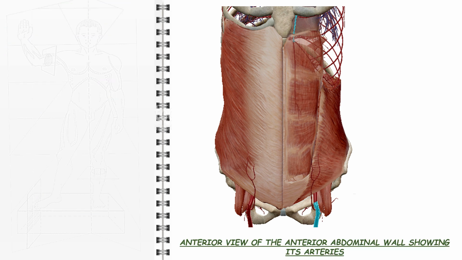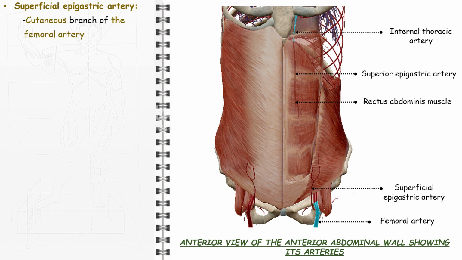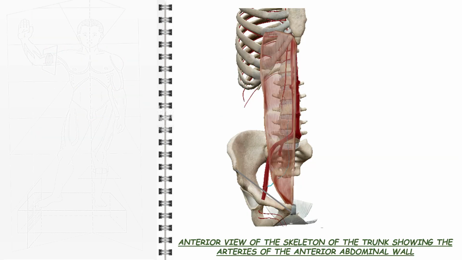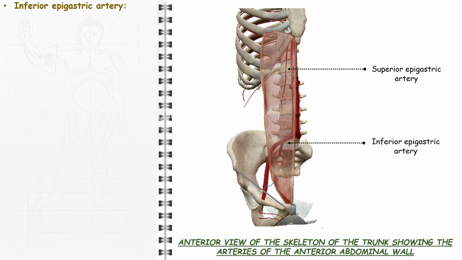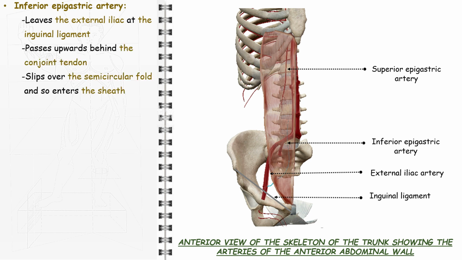The superficial epigastric artery is the cutaneous branch of the femoral artery. It may pierce the fascia lata or emerge through the saphenous opening. It crosses the inguinal ligament and is distributed towards the umbilicus to the skin and fat of the lower abdominal wall. The inferior epigastric artery leaves the external iliac at the inguinal ligament, passes upwards behind the conjoint tendon, slips over the semicircular fold and so enters the sheath.